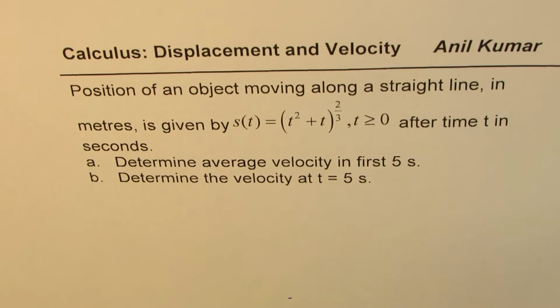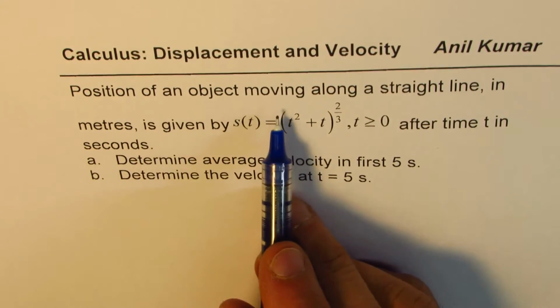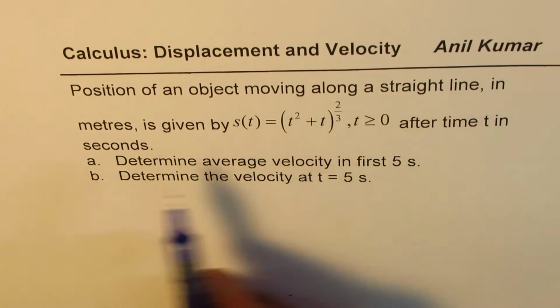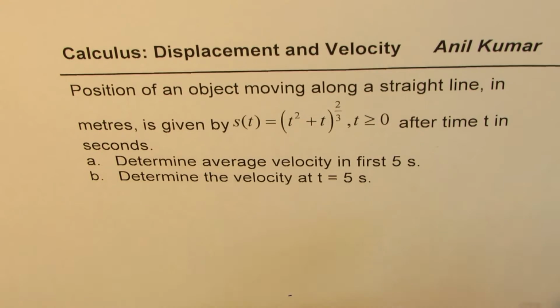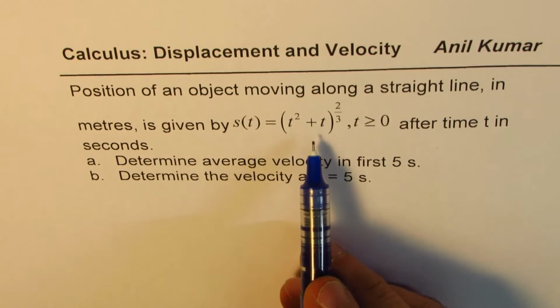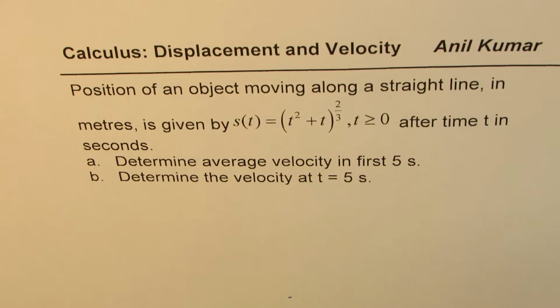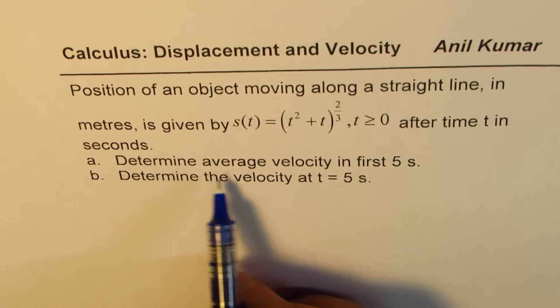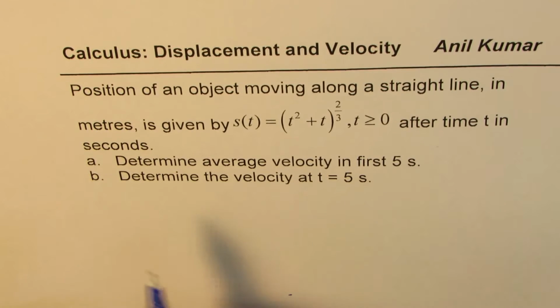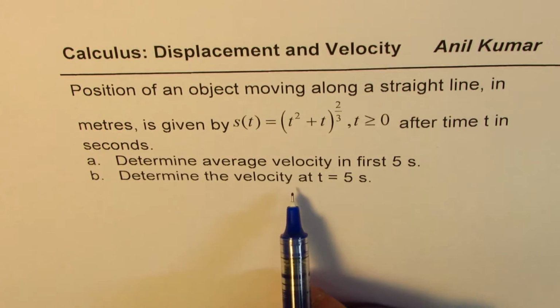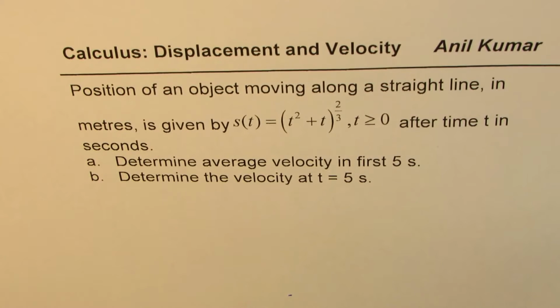The question here is: the position of an object moving along a straight line, in meters, is given by s(t) = (t² + t)^(2/3), where t is greater than or equal to 0, with time t in seconds. A: Determine the average velocity in the first 5 seconds. B: Determine the velocity at t = 5 seconds. You can always pause the video, answer the question, and then look at my suggestions.